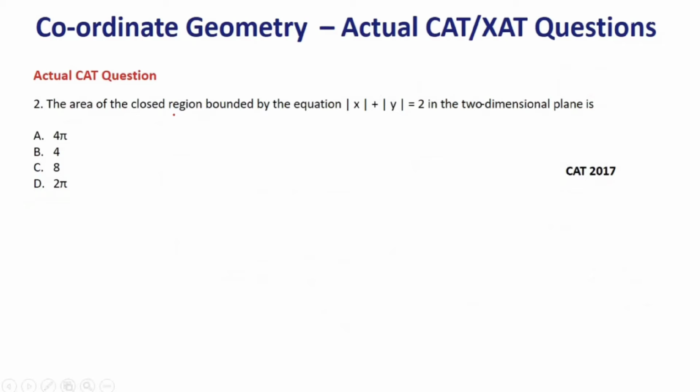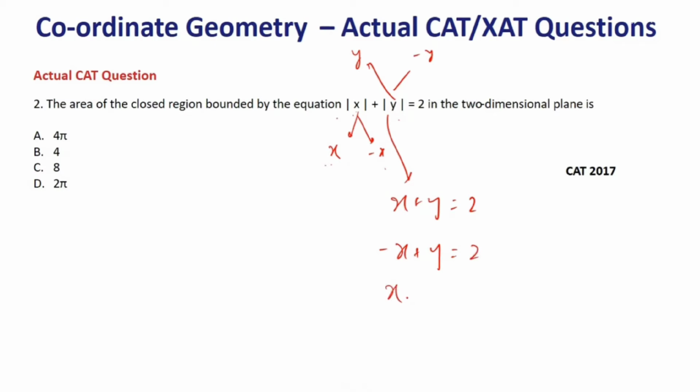See the next question. Area of the closed region bounded by mod x plus mod y is equal to 2. See, when you convert this, it will be x, it will be minus x for different values of x. It will be plus y, it will be minus y for different values of y. So this can be written as x plus y is equal to 2 when both are positive, minus x plus y is equal to 2 when x is negative, x minus y is equal to 2 when y is negative, and minus x minus y is equal to 2 when both are negative, right?